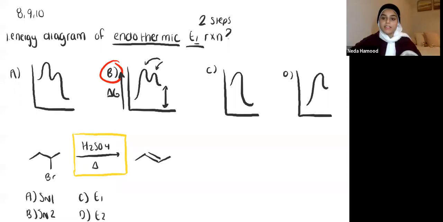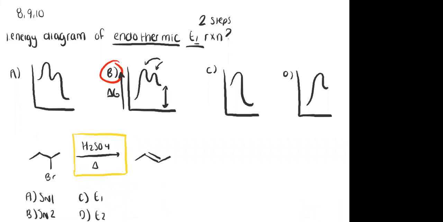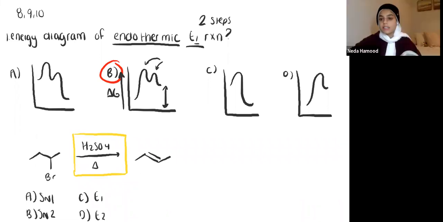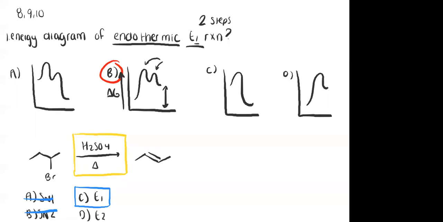Yeah, so when you have heat, that's a really good indicator that it's going to be an E1 reaction. Obviously, looking at this, it isn't a substitution reaction, so we can automatically cross out SN1 and SN2, right? So then our options are between E1 and E2. Because we have heat, it's going to be an E1 reaction. Is everybody good with that? E2 doesn't require heat.